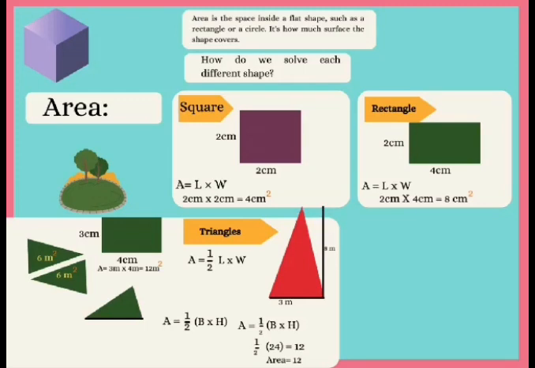We will use this formula to try finding the area of an acute triangle. Here we have the base of 3 meters, and its height is 8 meters. So 3 times 8 is 24. And here the 1/2 will be used. 1/2 of 24 is 12. So the area of the acute triangle is 12.